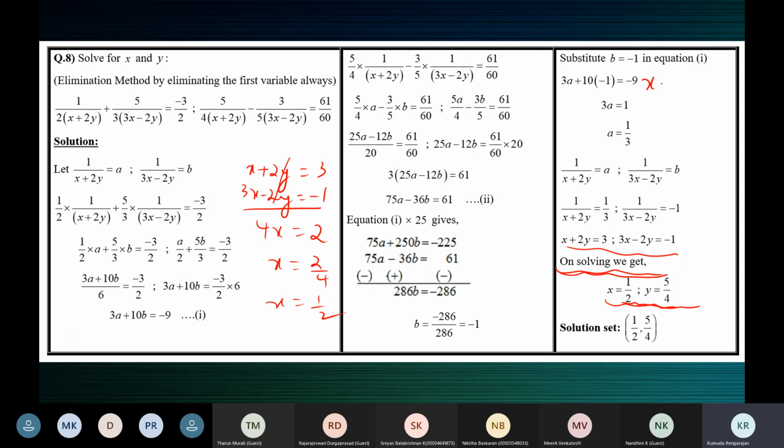The first equation, the third equation, x plus 2y is equal to 3. x is half. So half plus 2y is equal to 3. 2y is equal to 3 minus half. 2y is equal to 5 by 2. y is equal to 5 by 4.